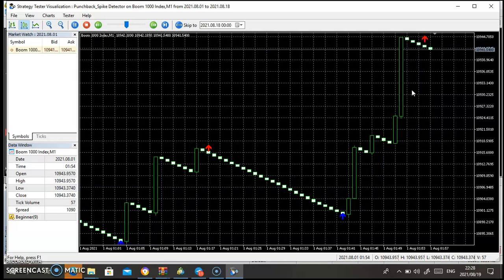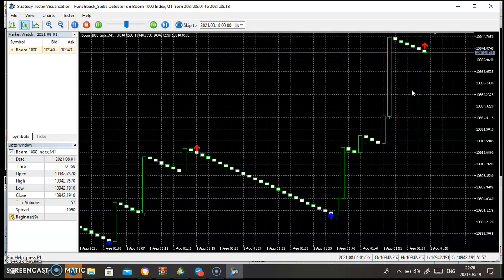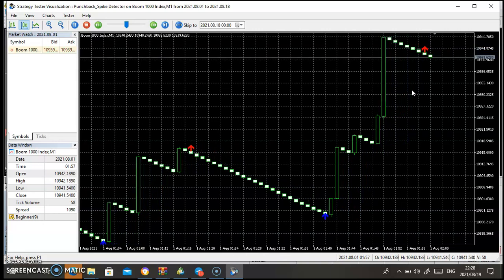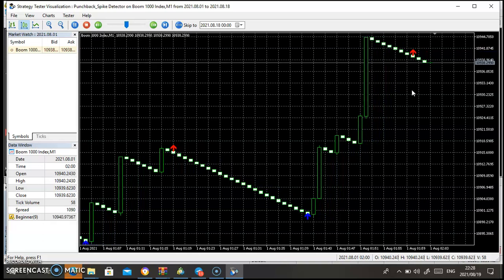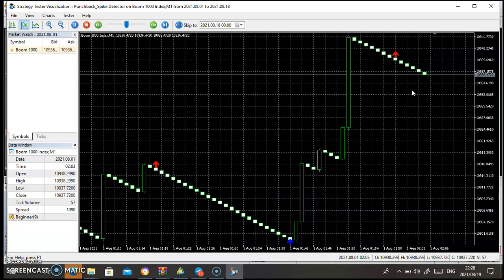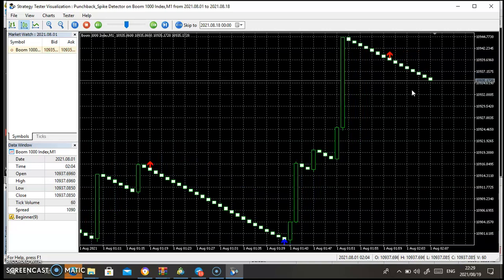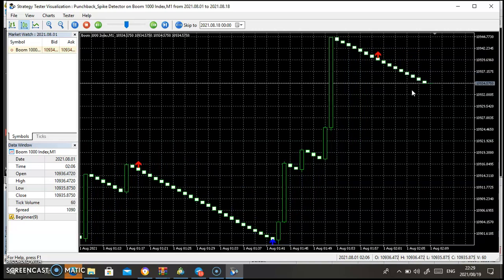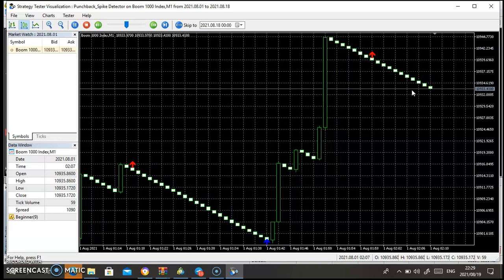Look at it. Check it out, guys. Still a bad system, because of the way it moves and the way it does things. It repaints, and it doesn't give the arrows that we need to trade.